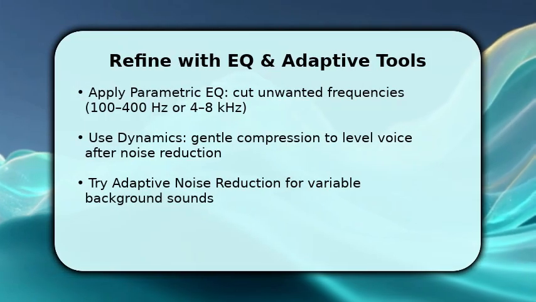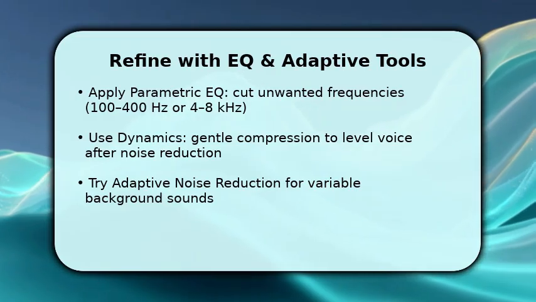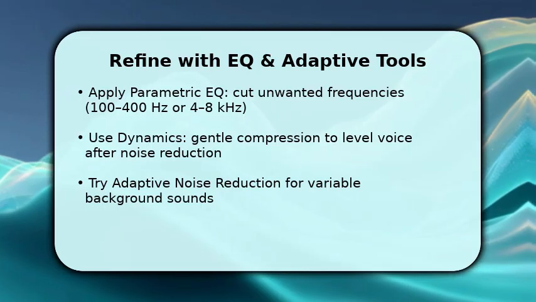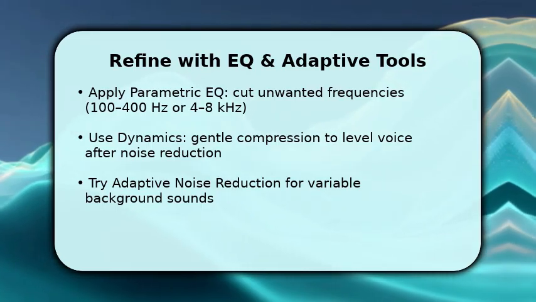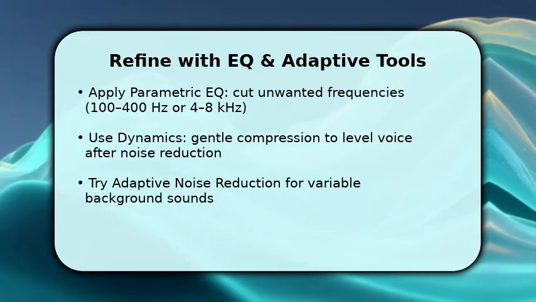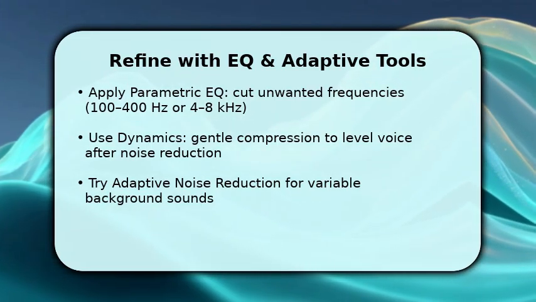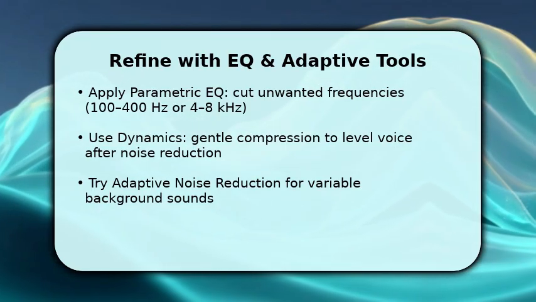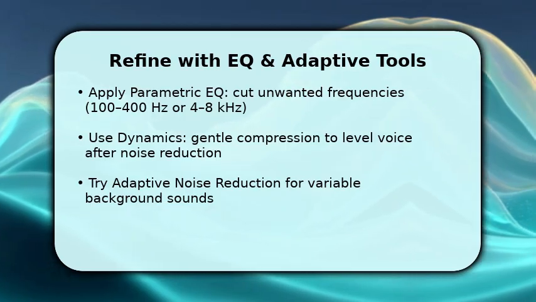Next, refine what denoise left behind by shaping the spectrum. Use parametric EQ to notch or cut bass rumble around 100 to 400 Hz and reduce harshness in the 4 to 8 kHz band. Sweep to find exact treble spots. Once EQ'd, add dynamics for light compression so your voice stays present after reductions.